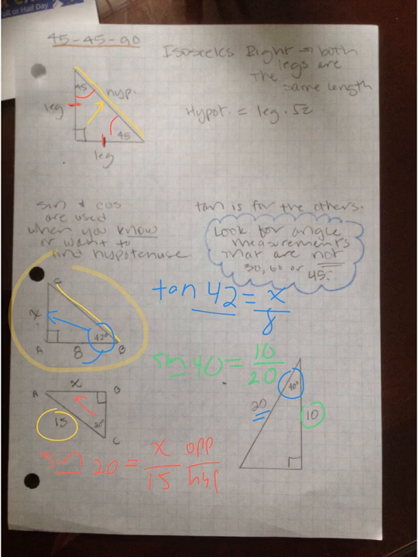Okay, so that last problem is not going to work because I gave us too much information. So I'm just going to pretend that this is not a 10, but it's an x. Humor me. It should be sine of 40 equals x over 20. I was going crazy with the numbers. That's better.